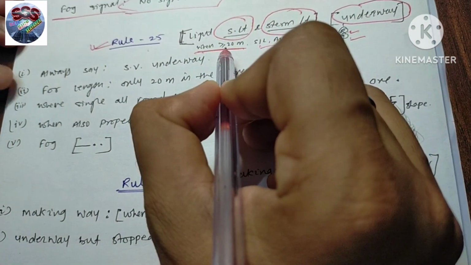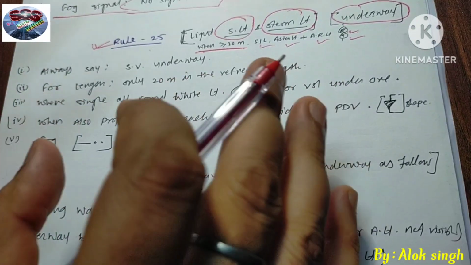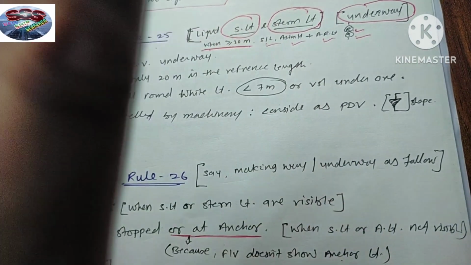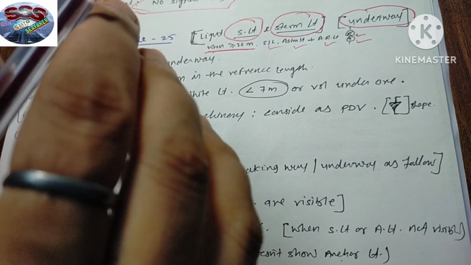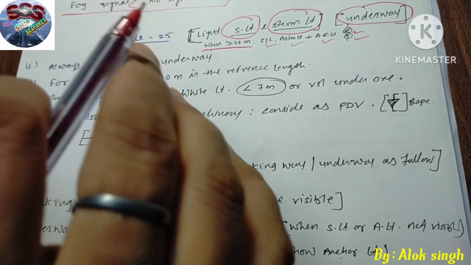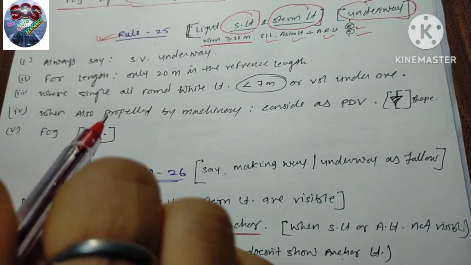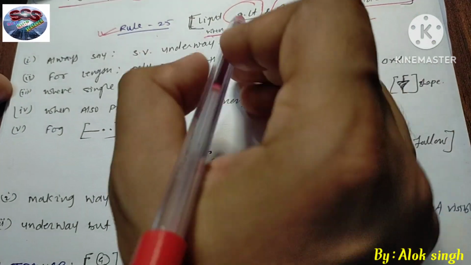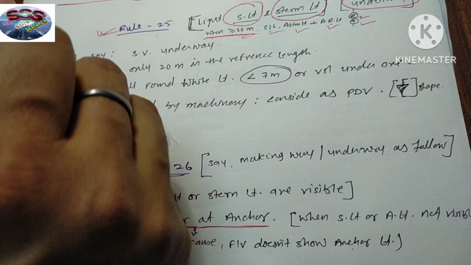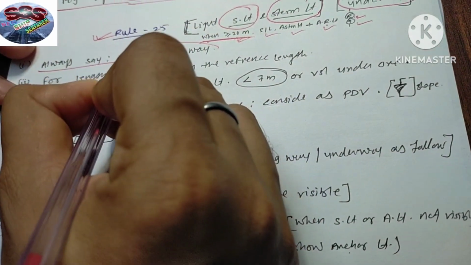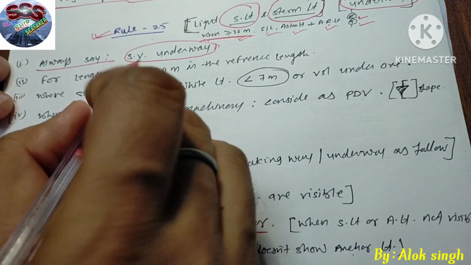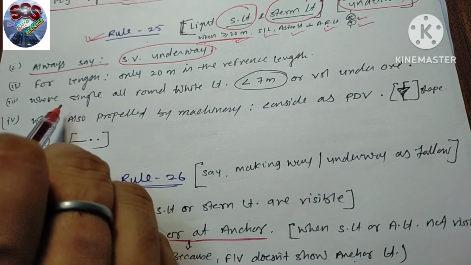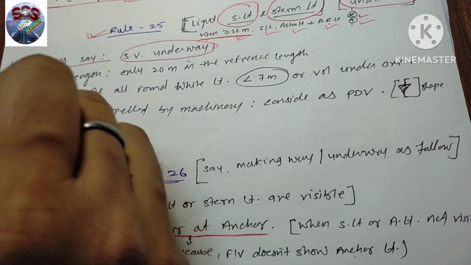When it is more than 20 meters, just to remind you, we have a red light and a green light as side lights. The same thing we have, plus a round light at the mast in a vertical line with the side lights. Then only it will be more than 20 meters. So always say in this case "sailing vessel underway". This is the word we have to mention whenever we see the sailing vessel card. We have to mention sailing vessel underway.